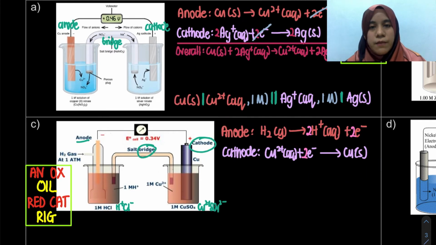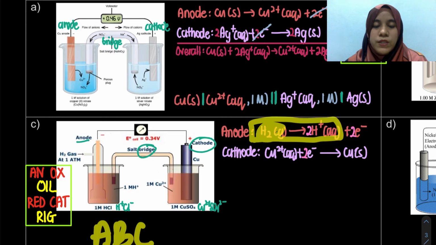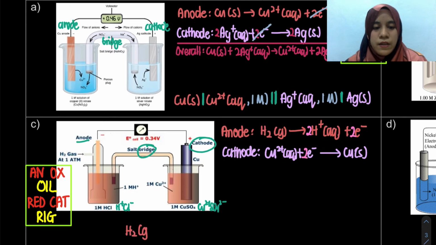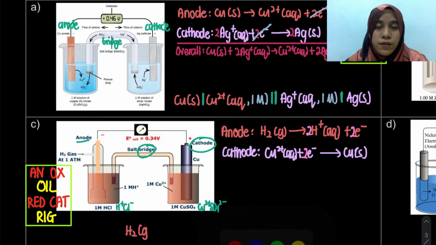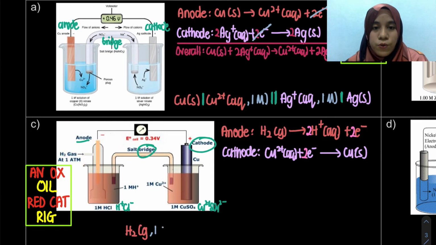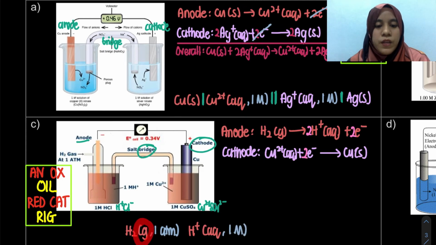Okay, next is the ABC rule, the cell notation. Start with our anode, which starts with our hydrogen gas. But here we have our pressure. So when we have our pressure, we have to include the 1 atm. And then we have our H plus, and the concentration is 1 molar. Again, stoichiometry is not included. Okay, since it has different phase, we have to draw the phase boundary. So that is for the A.